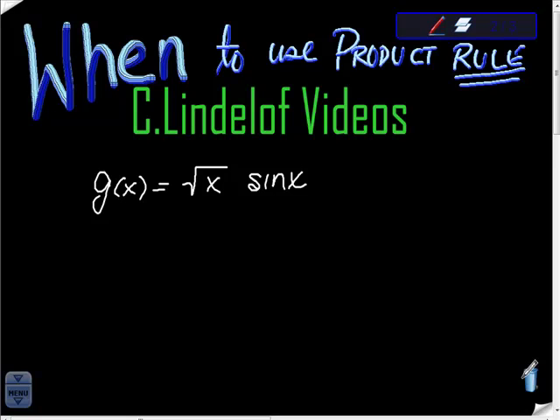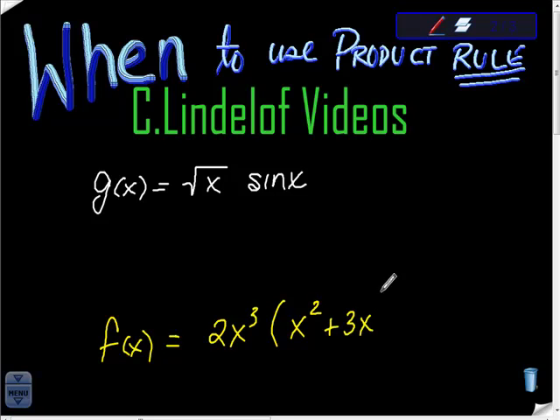I want to talk about when to use the product rule and when not to. For example, why is this a really good time to use the product rule, while maybe something like this, x cubed times x squared plus 3x, would not be as good of a use of the product rule? I look at these two and I'm going to use product rule on this one. How come I probably wouldn't use it here?